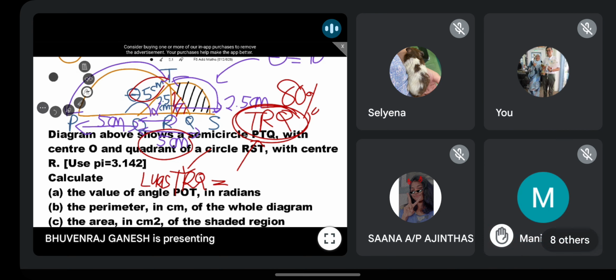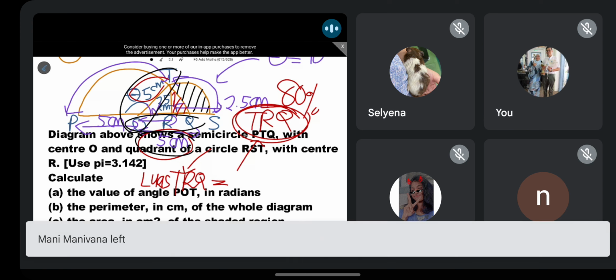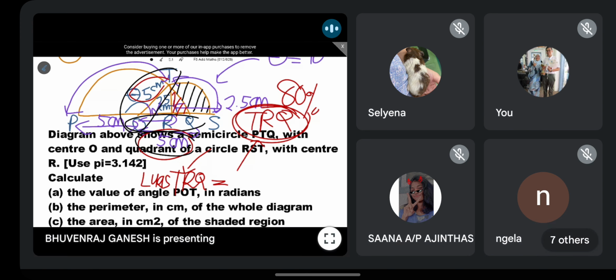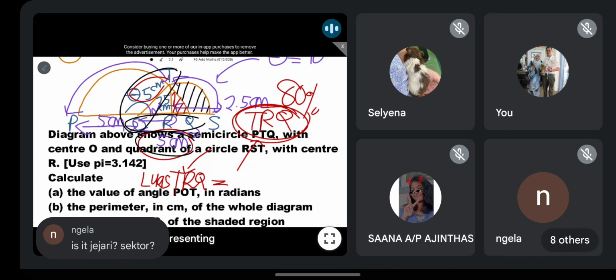Guys, I give you one clue. OT, panjang dia 5 cm. Correct? Berdasarkan apa yang saya label. OQ is also 5 cm. So if OT dan OQ ada panjang sama, what do we call QOT? Kalau dua panjang dia sama. Apa yang kamu belajar dalam bab ni? Yes, it's jejari of the sector.